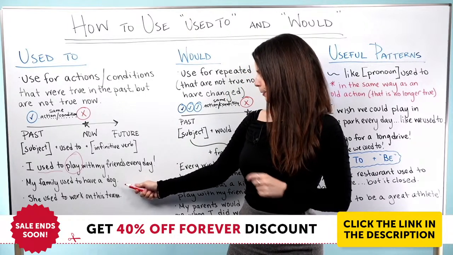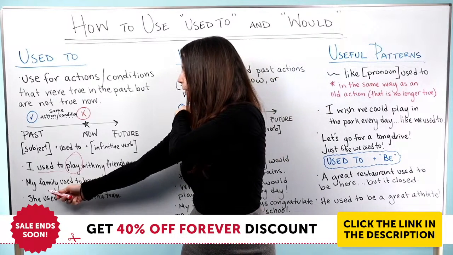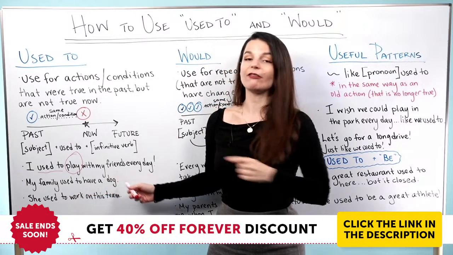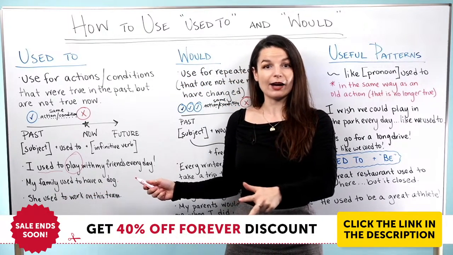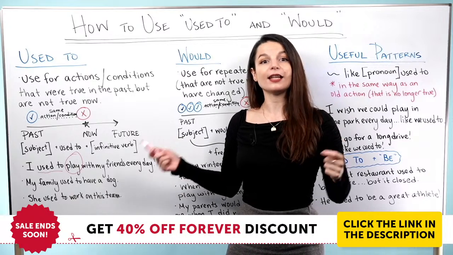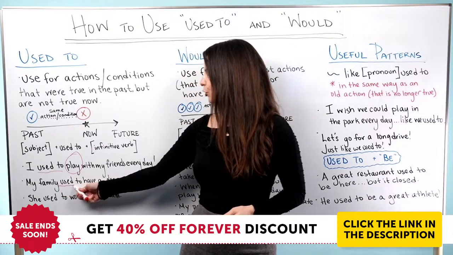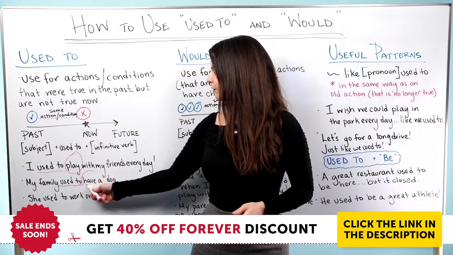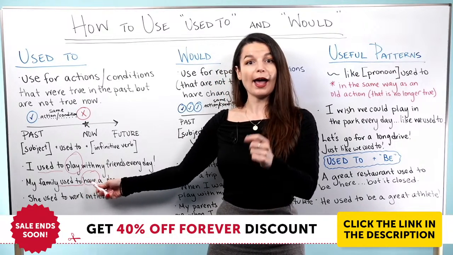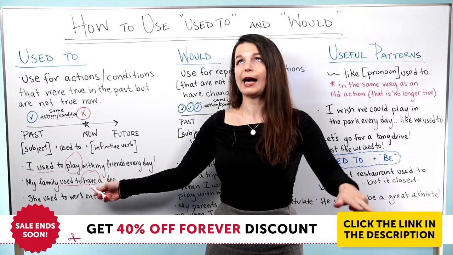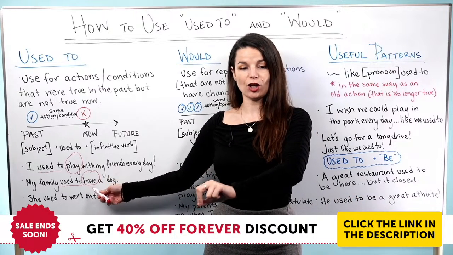Second example here is, my family used to have a dog. This is a condition, right? Used to have. So here is the used to. Here is the verb. My family used to have a dog. No change to the verb, not having or had. Used to have a dog, okay?